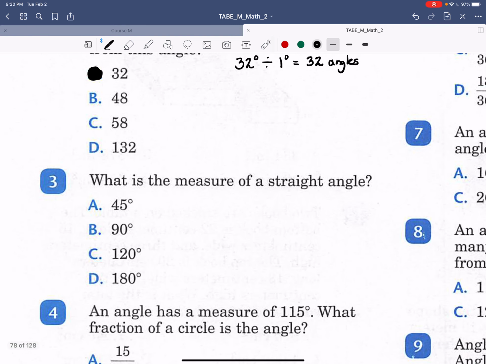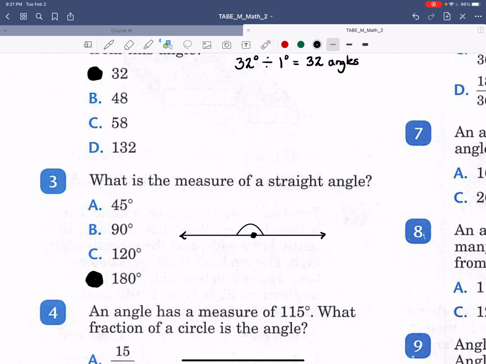Number 3, this is a vocabulary question. What is the measure of a straight angle? If you've studied your flashcards, you know this one. This one is D, 180 degrees. A straight angle looks like this. And the angle itself is right here.